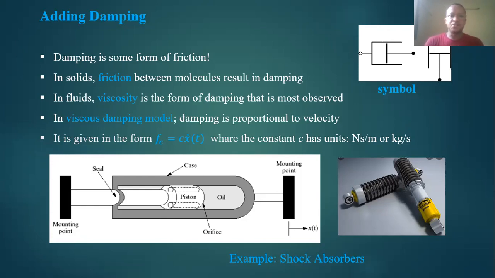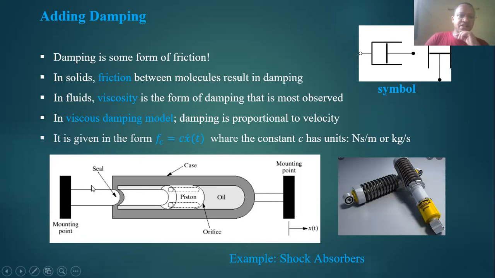In the viscous damping model, damping is proportional to the velocity, which we can observe in the parallel plate theory of fluid analysis. So it is given in the form of Fc is equal to C x dot of t, with the constant C having units of newton second per meter, or kilogram per second.